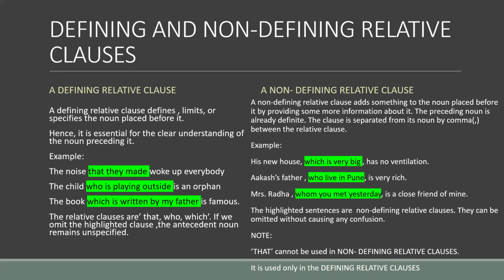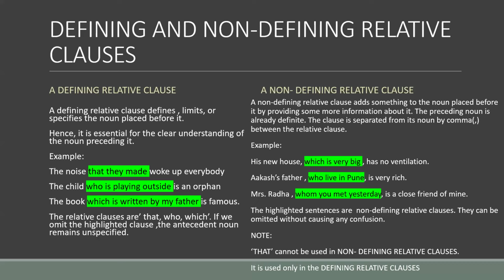Now let us see the non-defining relative clause. A non-defining relative clause adds something to the noun placed before it by providing some more information about it. The preceding noun is already definite. The clause is separated from its noun by a comma. Let's see the example. His new house, comma, which is very big, comma, has no ventilation.